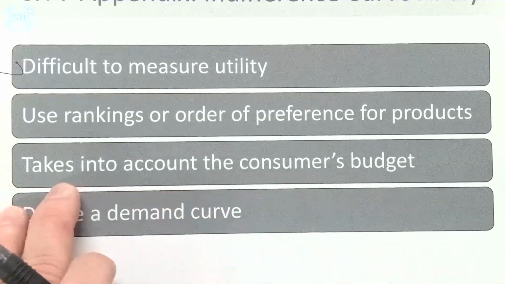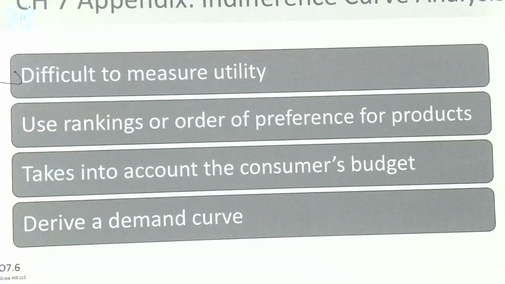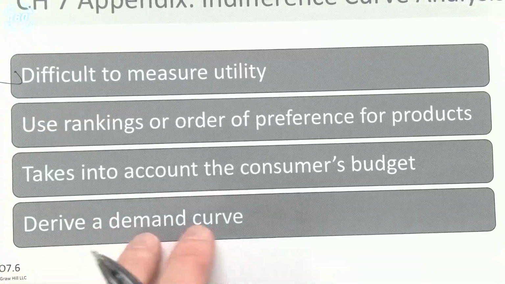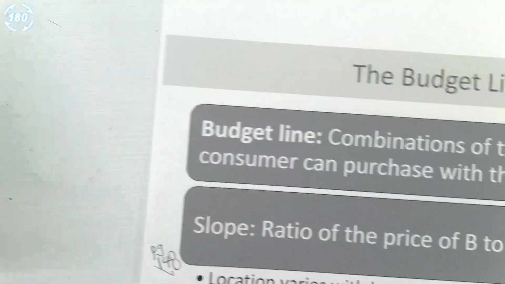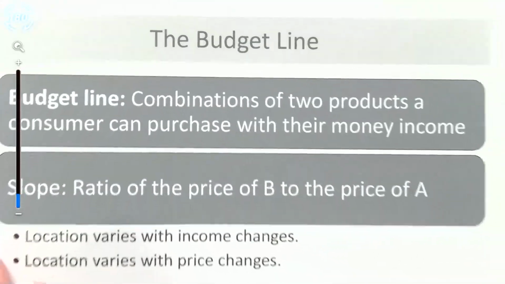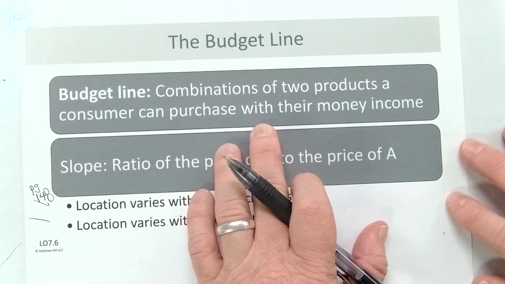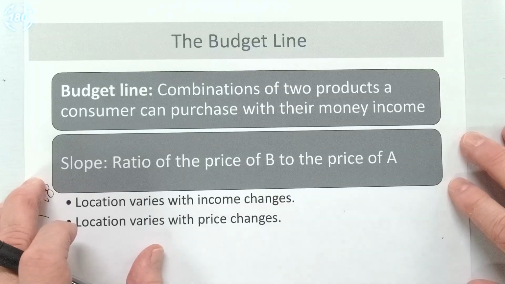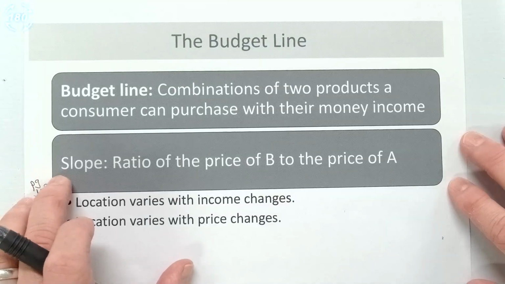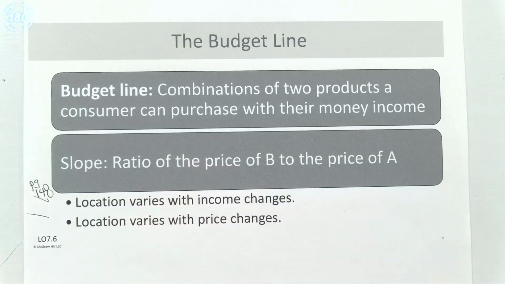But we're going to take into account the consumer's budget when we do so, and we looked at last time how you drive the demand curve. We actually did that on a fixed budget last time. So I want to just review this a second. When I said a fixed budget, there's this budget line concept. It's a combination of two goods that a consumer can purchase with their money income. So we're going to assume a fixed income here, and you purchase A and B, whatever it is. It turns out that the slope of the budget line is the ratio of the price of B to the price of A. I'm going to come back to this in a second.